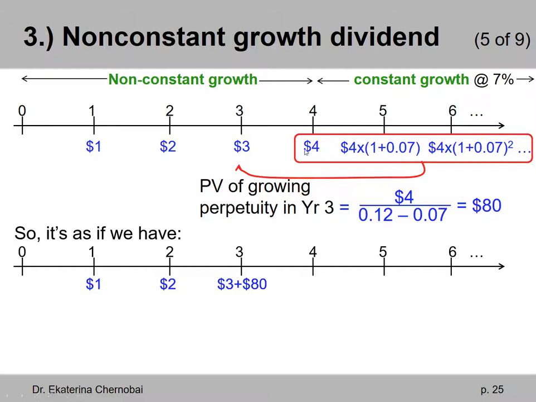We have simplified everything that was given to us to the following. In 1 year, you get $1. In 2 years, you get $2. In 3 years, you get $3, and it's as if you're also receiving $80.